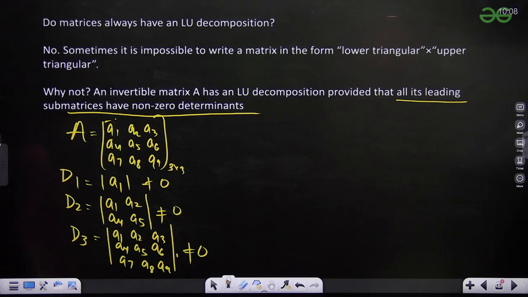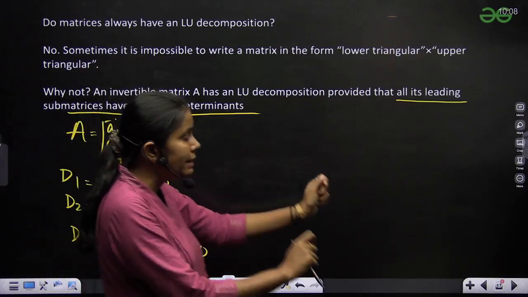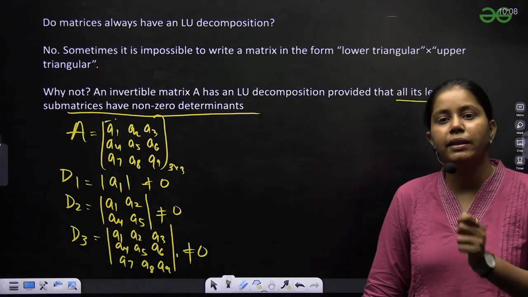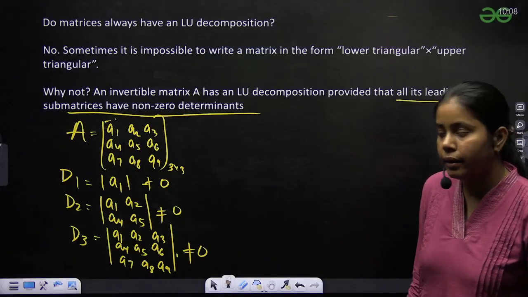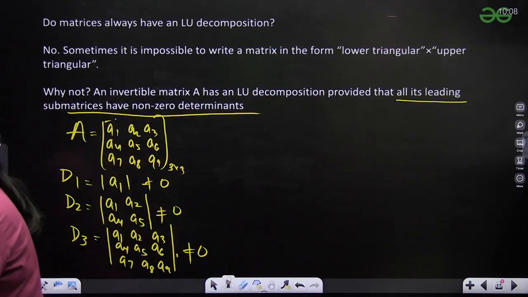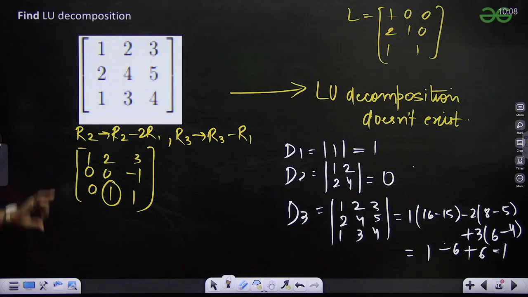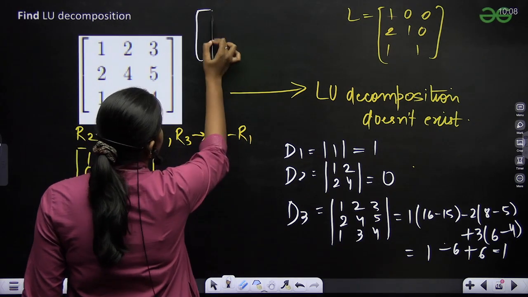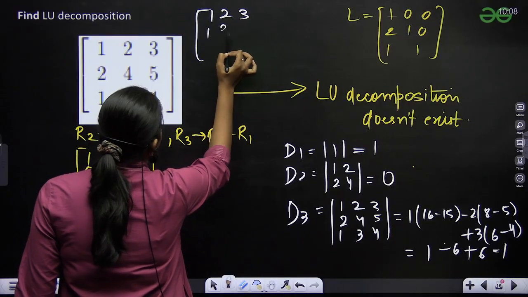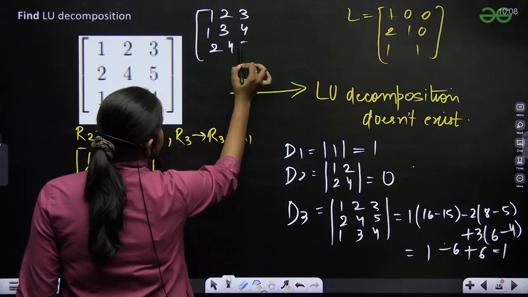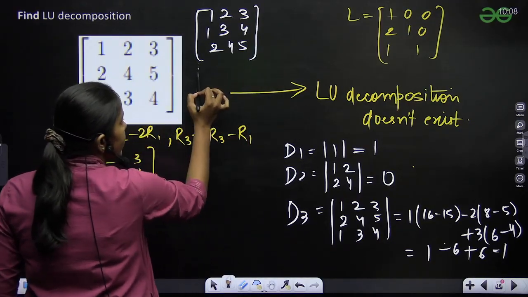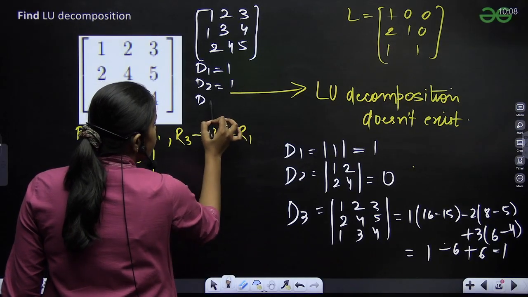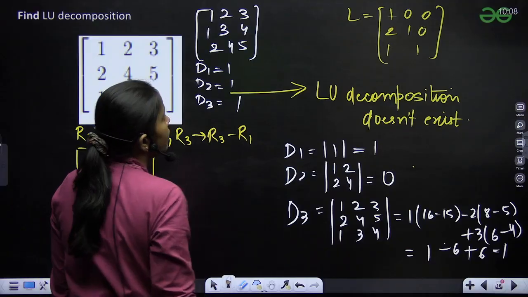So LU decomposition only exists when all its leading sub-matrices have non-zero determinant, right? But you would ask, ma'am, if I interchange the rows, somebody would say I'll make a new matrix 1 2 3, 1 3 4, 2 4 5. Now I'll see that D1 is 1 in this case, D2 is 1, D3 is 1, right?